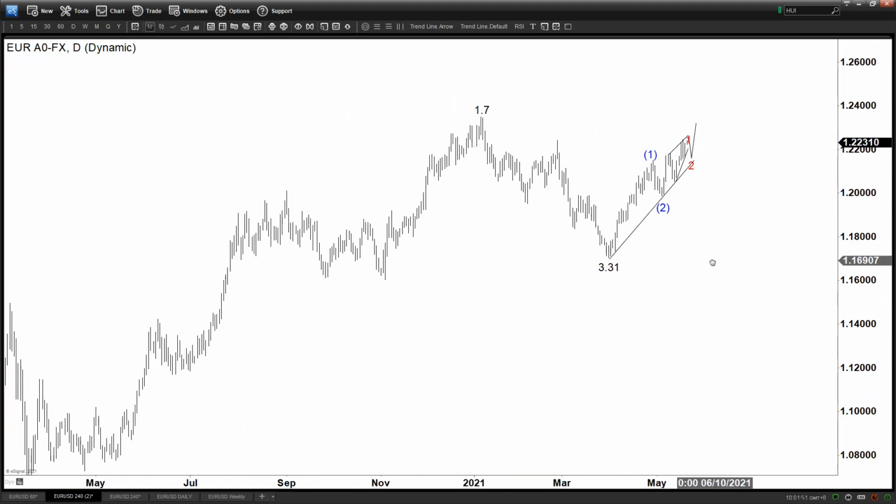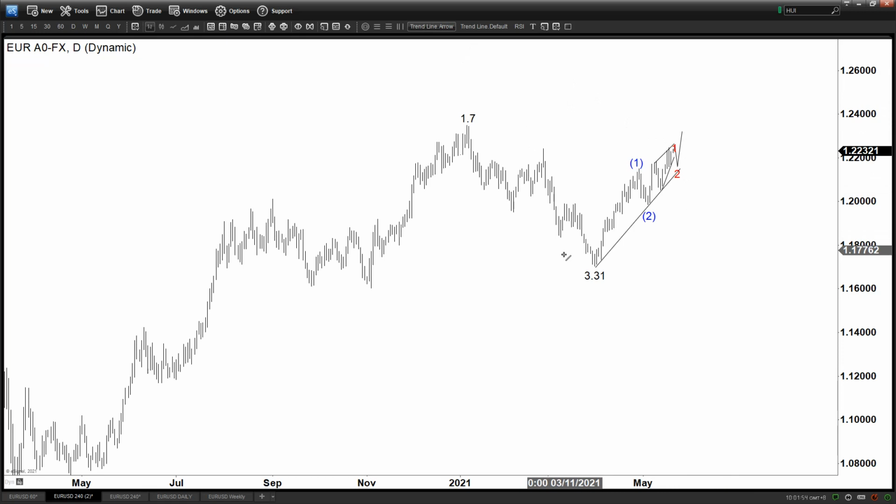So a double correction would mean that this is actually only a corrective rally, maybe as an ABC, and then it starts to sell off like this, and then we'll be doing a bigger three-swing pullback like this from January 7.